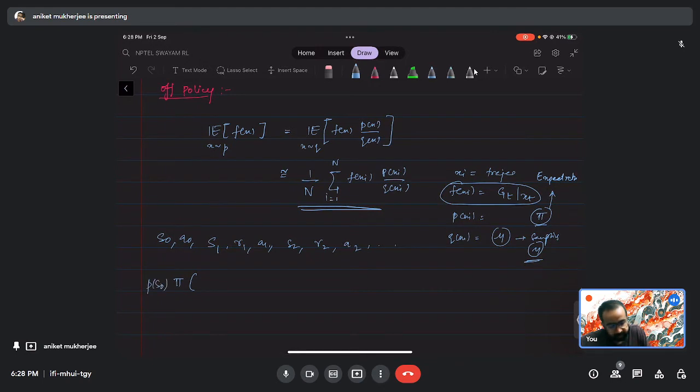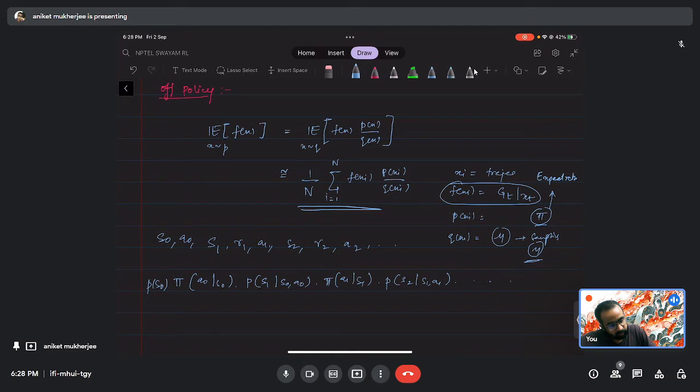I can start implementing this like this. With some probability pi, I'll choose A0 given S0 with my policy pi. Then the probability that I go to state S1 given S0 and A0. Then once I'm at S1, I'll choose A1 given S1. Here you are using the underlying Markovity. There is only Markovity that we are using. I hope that is clear. Then S2 given S1 and A1 and so on.